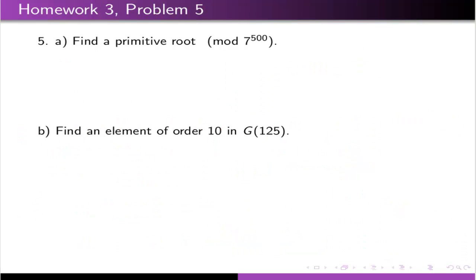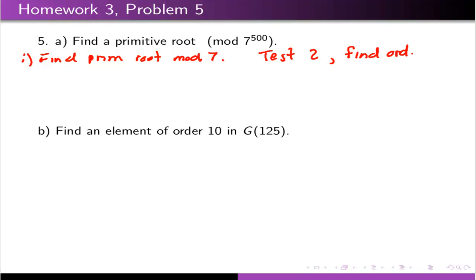Number 5. Find a primitive root mod 7 to the 500 power. So step 1, you've got to get a primitive root mod 7. And you just start with trial and error. So you test 2, which means find the order mod 7 of 2, and then you test 3 if that fails, and then test 5 if that fails, etc.